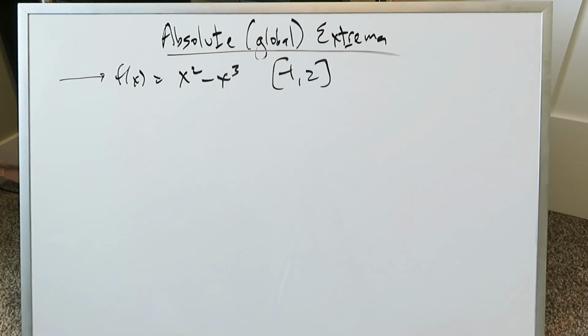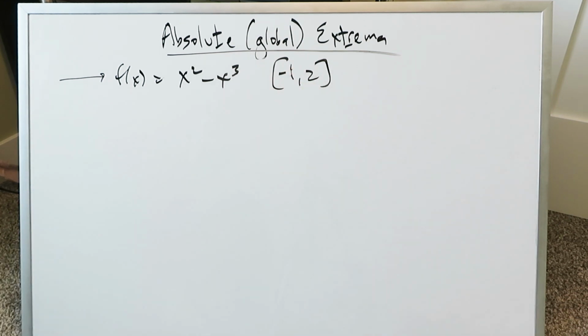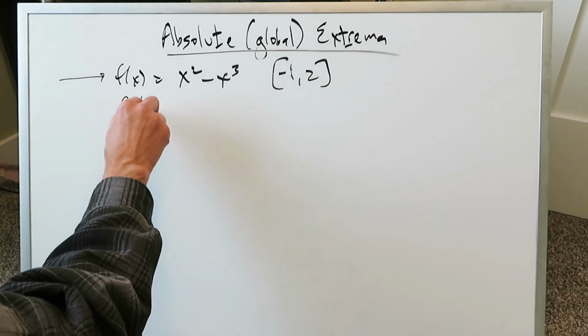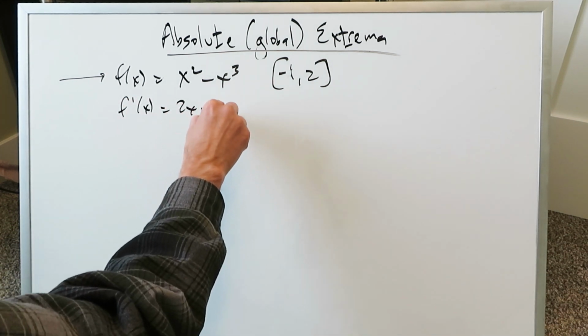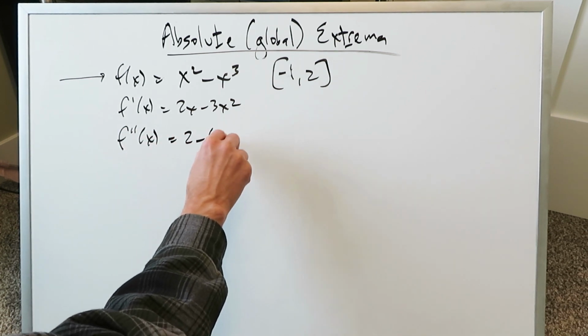Let's look at this. f of x is equal to x squared minus x cubed on the interval minus 1 to 2. We have to determine all the relevant features of this in terms of extreme values. Let's start with the first order derivative. It will be 2x minus 3x squared. We can do the second order derivative. It will be 2 minus 6x.